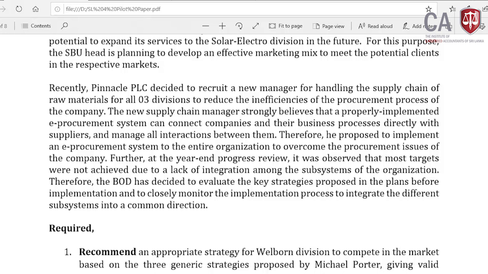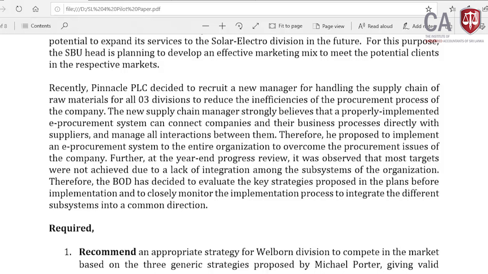E Procurement system can connect companies and their business processes directly with suppliers and manage all interaction between them. Therefore, he proposed to implement an E Procurement system to the entire organization to overcome the procurement issues of the company. Further, at the year-end progress review, it was observed that most targets were not achieved due to a lack of integration among the subsystems of the organization. That is some of the additional information they have found.